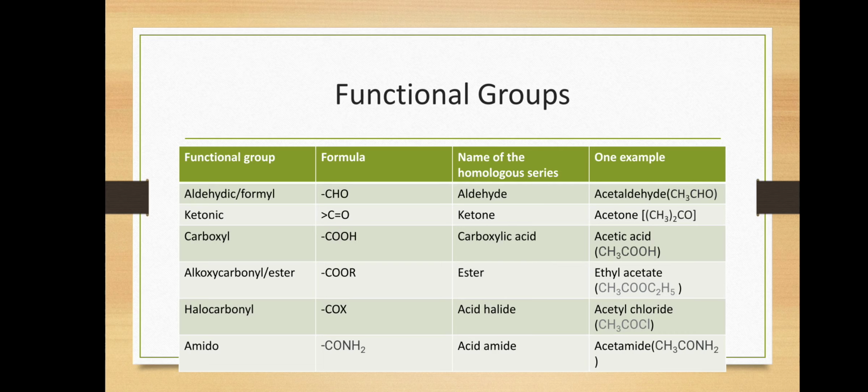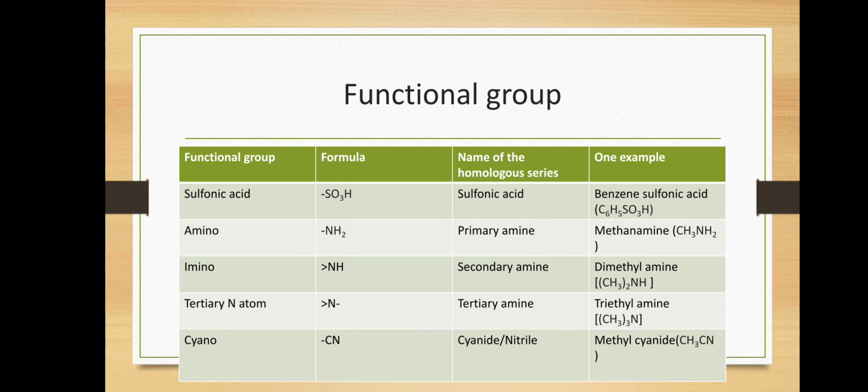And the last one in this slide is amido. It has the formula CONH2. Name of the homologous series is acid amide. One example is acetamide, CH3CONH2. Next, sulfonic acid. Formula SO3H. Name of the homologous series is sulfonic acid. One example is benzene sulfonic acid, C6H5SO3H.